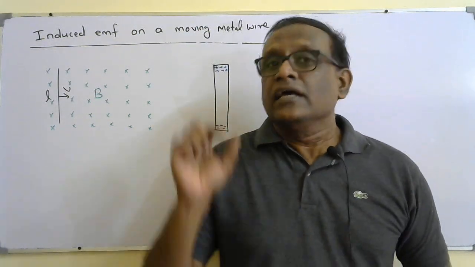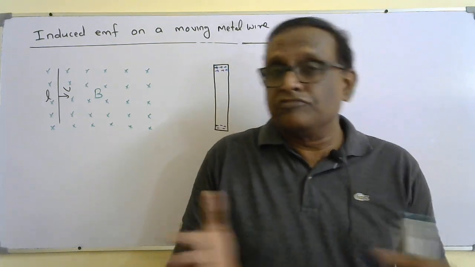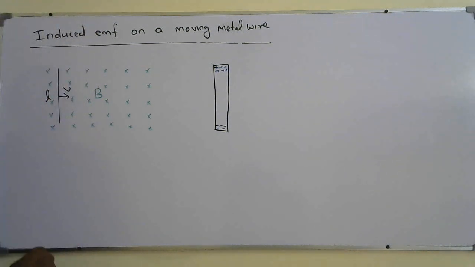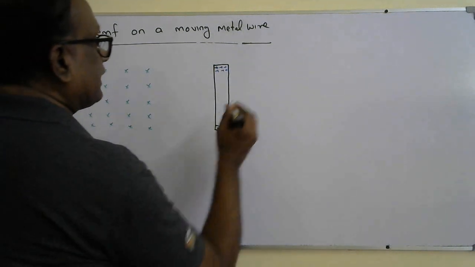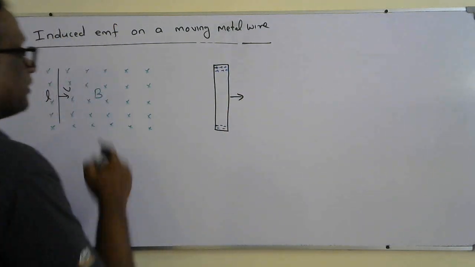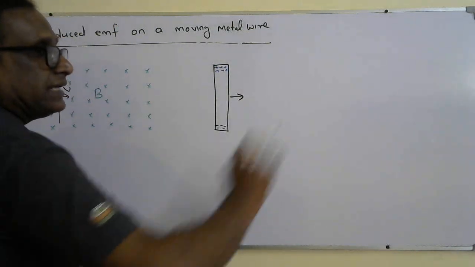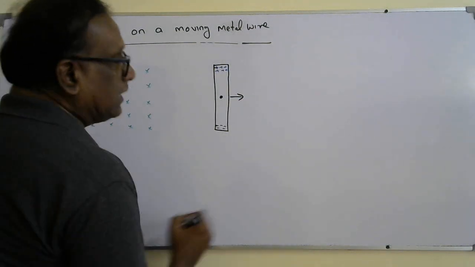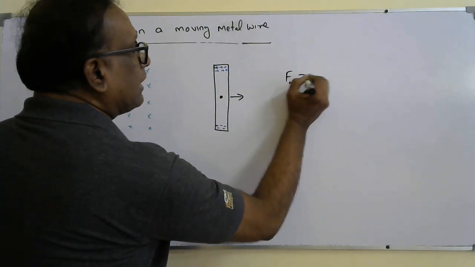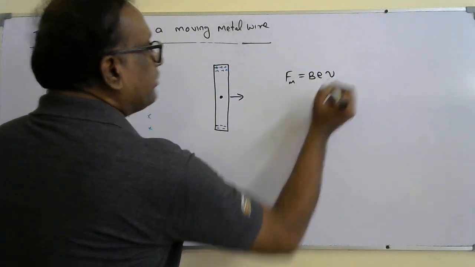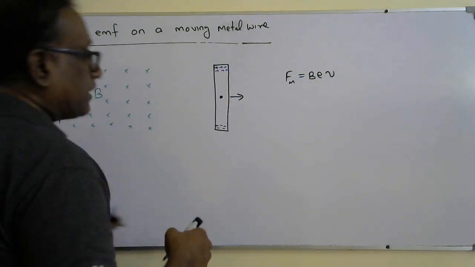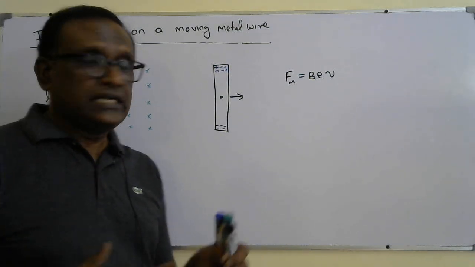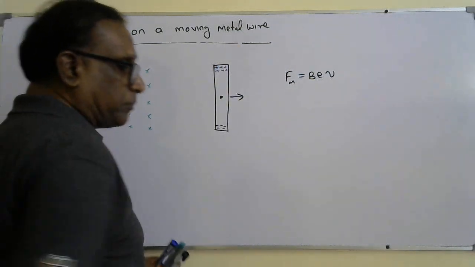So I'm going to get an expression, or the equation, for the induced voltage. The wire is moving towards the right at constant speed v. That means the delocalized electrons are moving towards the right at constant speed v. The magnetic force acting on an electron inside is given by Fm equal to Bev. I already told you there will be an electric field developed inside the metal due to these opposite types of charges at the opposite ends.